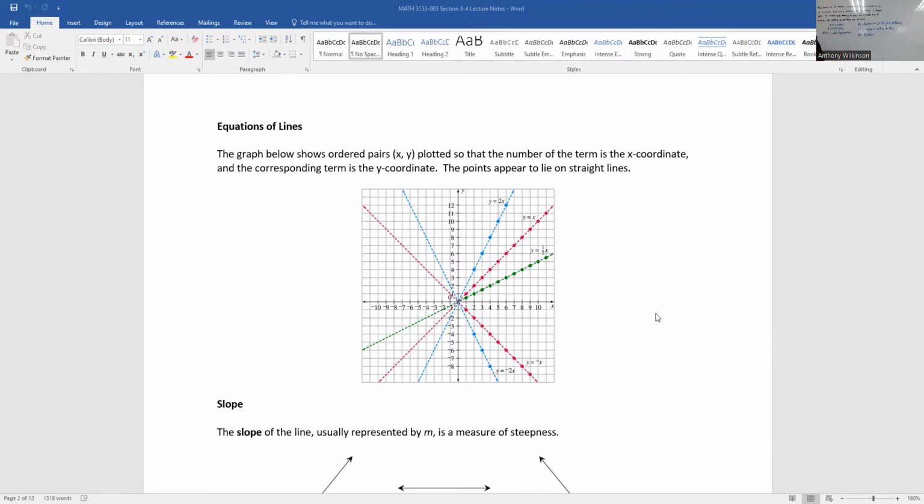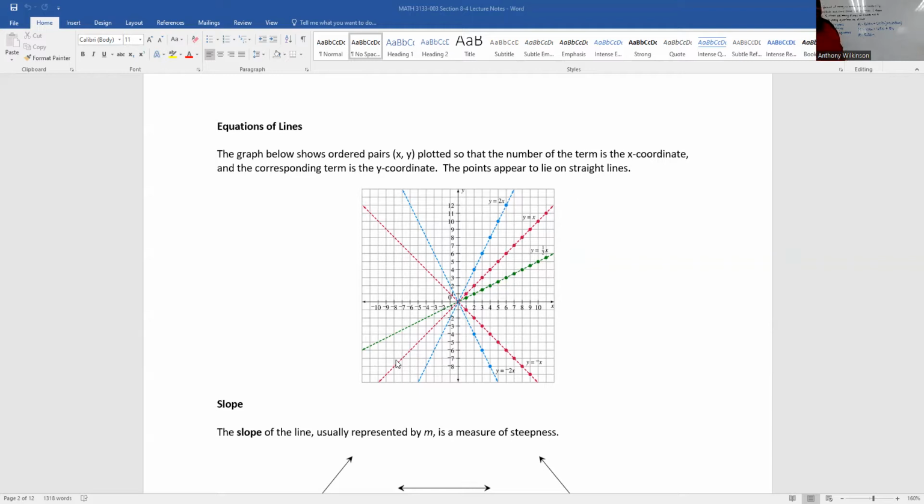Now what you see here, it shows ordered pairs x and y plotted so that the number of the term is the x coordinate and the corresponding term is the y coordinate. And the points do appear to lie in a straight line. So as you can see here, like this graph that's in green, y equals 1/2 x. If you were to pick, let's say even numbers for x, like 2, 1/2 of 2 will be 1. So that ordered pair (2, 1) would lie on the graph of y equals 1/2 x and so on.